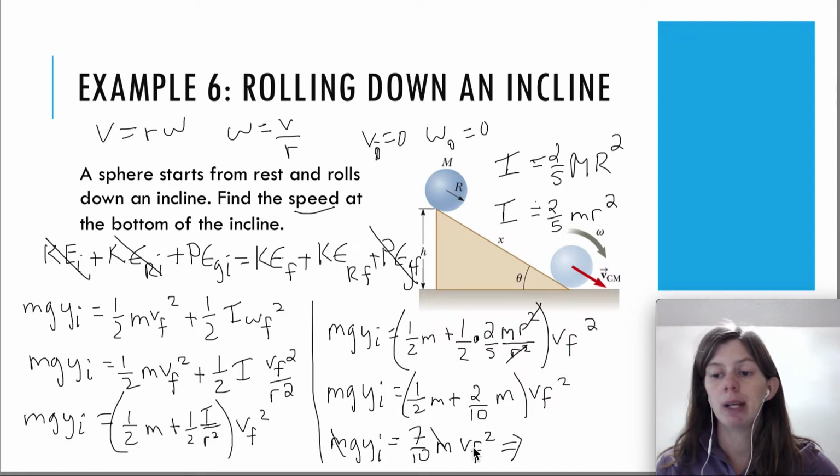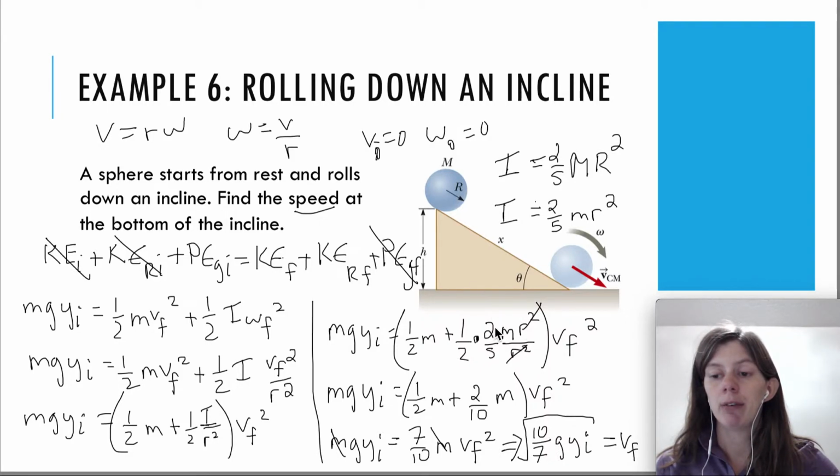Now when we solve for Vf, we have to multiply by 10/7 on both sides to get rid of the 7/10. And then that gets us Vf squared, and then we have to take the square root. So that's our final answer. We don't have any numbers, so we'll just leave it at this. The y initial is the initial height that we are given of the incline. The point of this problem is that the final speed depends on the moment of inertia.